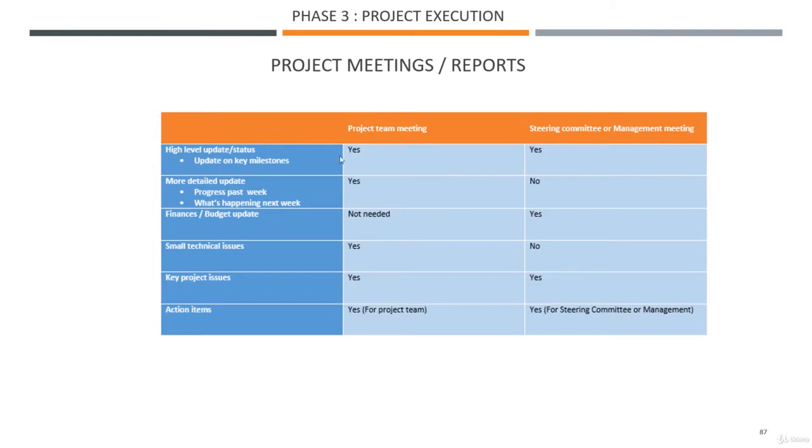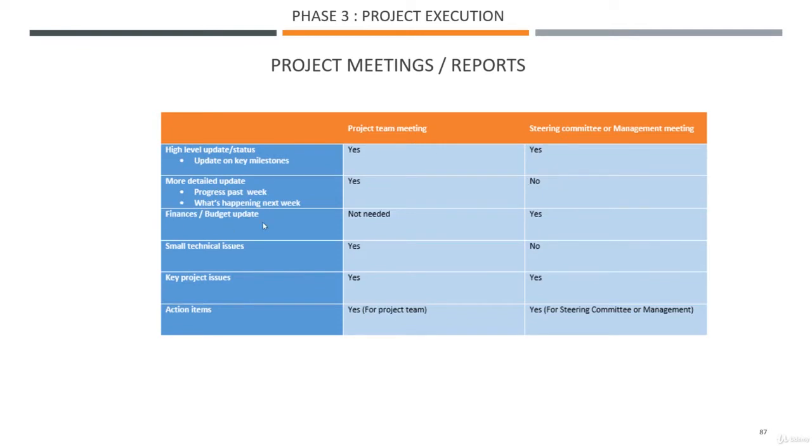So if I take the components here one by one, we can check to which meeting each applies. For instance, this one here, high-level update and status, update on key milestones, that can be done for both types. It doesn't hurt to give your team an update on a high-level schedule, and for the steering committee, yes. A more detailed update on progress in the past week, what's happening next week, what have you done exactly, how did you go? Yes, that goes for the project team meeting. The steering committee don't need to know that.